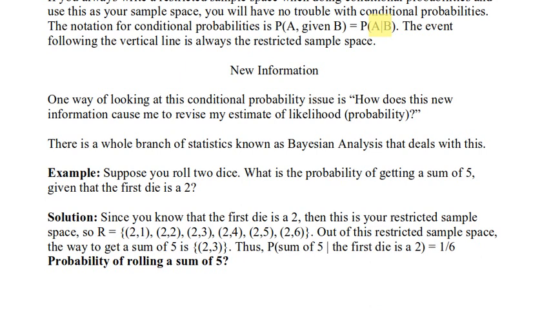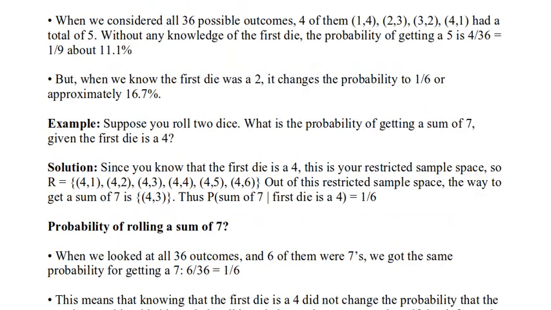Now let's ask a different question. What's the probability of rolling a sum of 5? That's different from the probability of rolling a sum of 5 already knowing that the first die is 2. So let's take a look at where this takes us. When we consider all 36 possible outcomes, remember we have no given information in this. 4 of them, 1,4; 2,3; 3,2; and 4,1, had a total of 5. 4 out of 36.